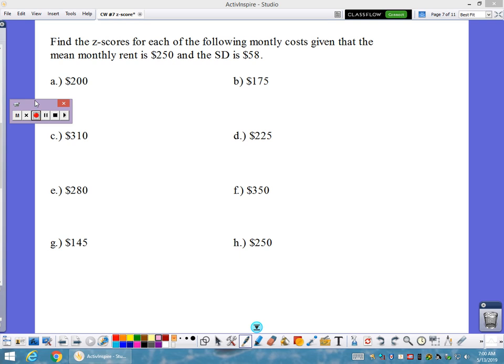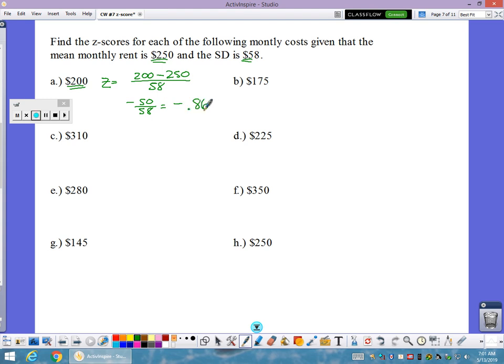All right. So, we are just going to practice. I'll do one more with you. To find the z-score, we're going to go data minus mean over standard deviation. Data minus mean, negative 50 over 58. We have to be very careful with our signs. 50 divided by 58, and I get negative 0.86 would be my z-score.